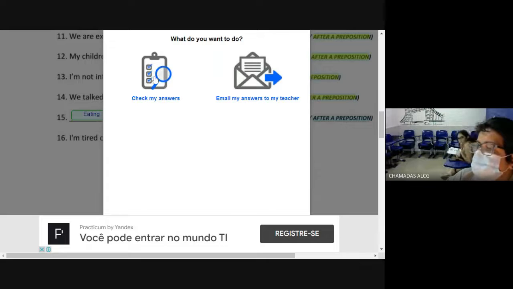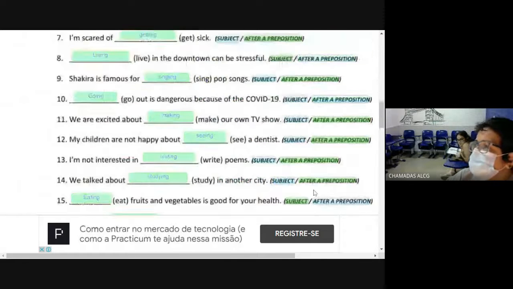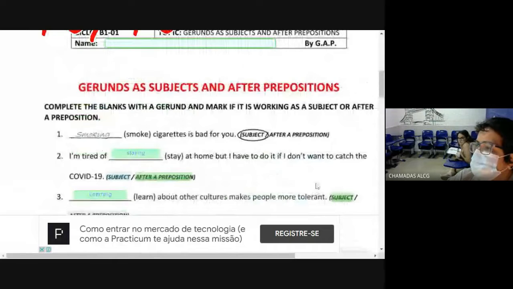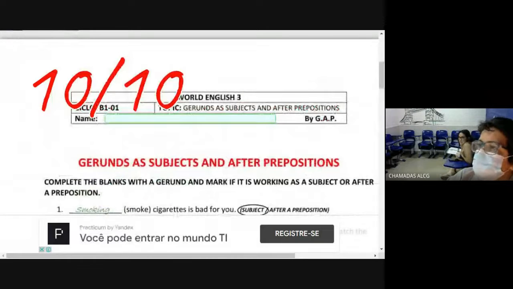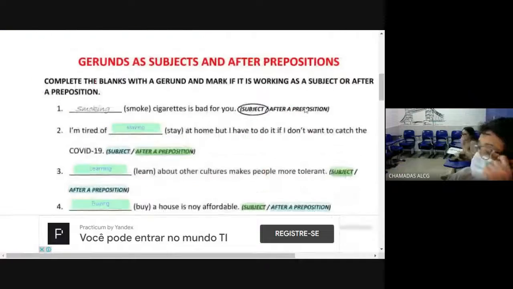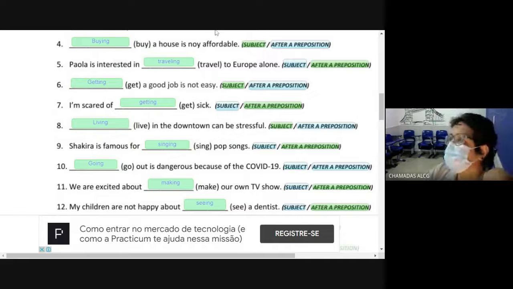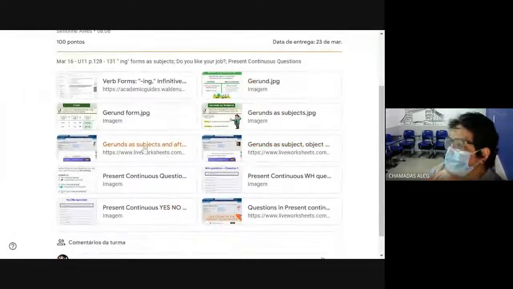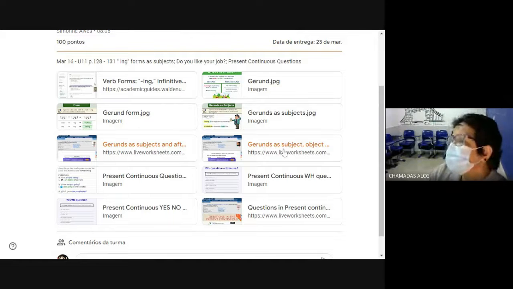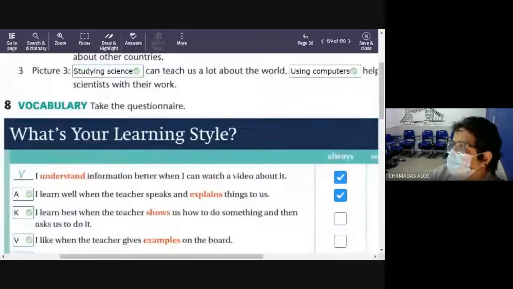Let's check the answers. Everything green, yay. 10 out of 10, okay? All right, people, you got it? So here on our page, you have the link if you want to do this one again. There is also another one here, and these are the ones from the next topic we are going to talk about. Okay, so let's go back to our book.